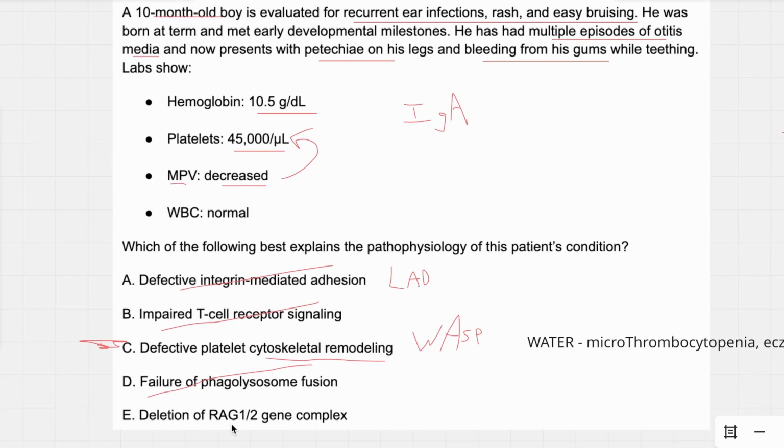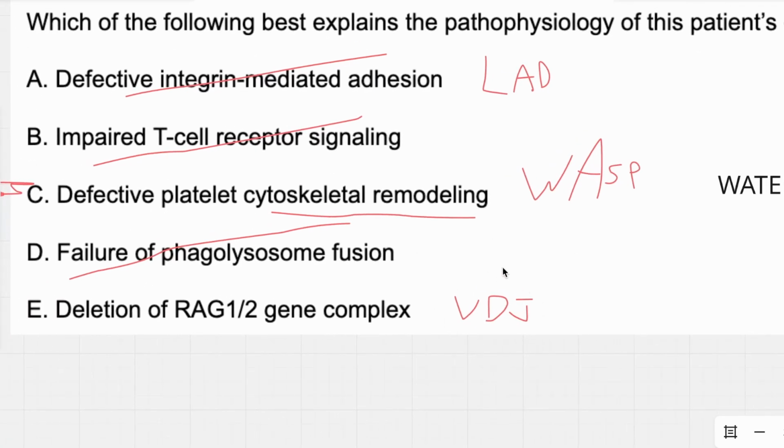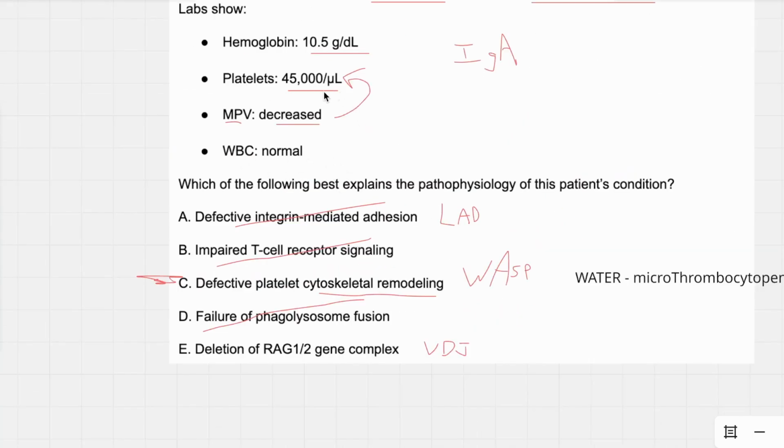Deletion of the RAG1-2 gene complex is referring to SCID. And with SCID, the problem is with VDJ recombination. SCID usually presents very early on. Because of this, they get recurrent infections, and they're pretty bad infections. If you don't have VDJ recombination, you don't have functioning B cells, you don't have functional T cell receptors either. So T cells and B cells will be non-functional, and T cells might even be completely absent. We have a normal white count. Not going to explain the thrombocytopenia here, or the microthrombocytopenia specifically, so that one's out.